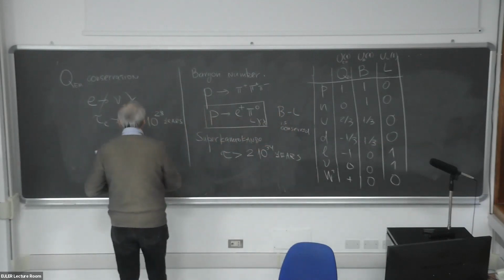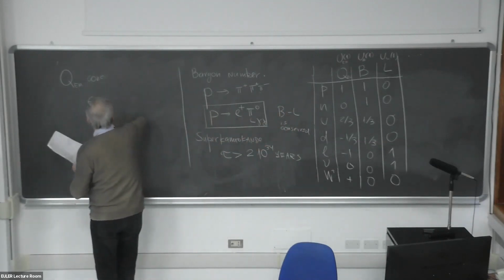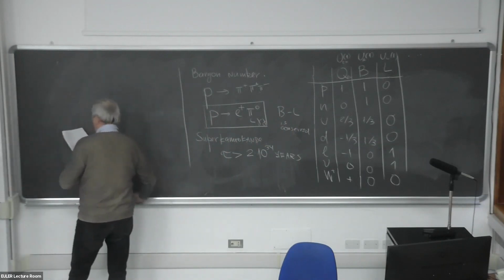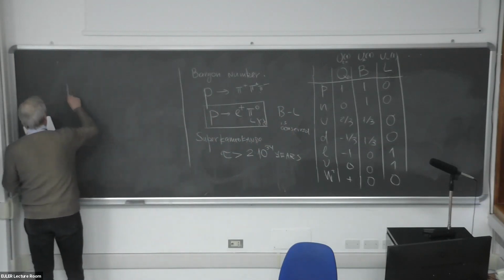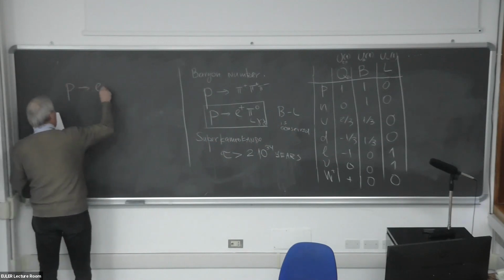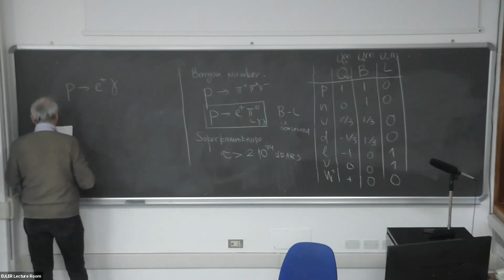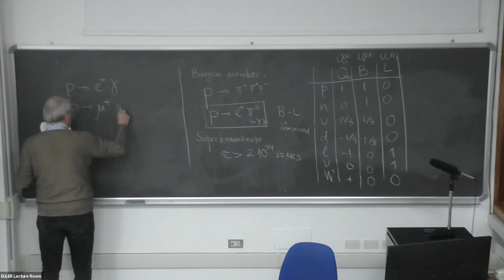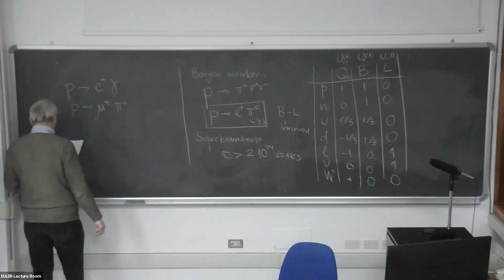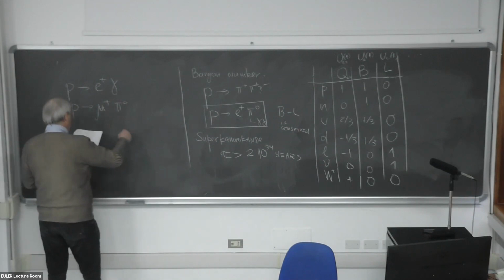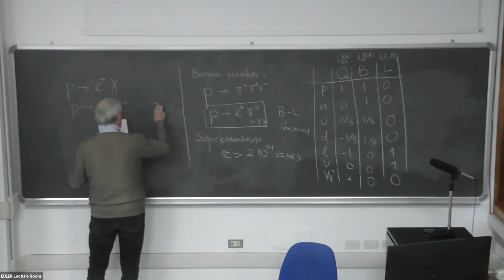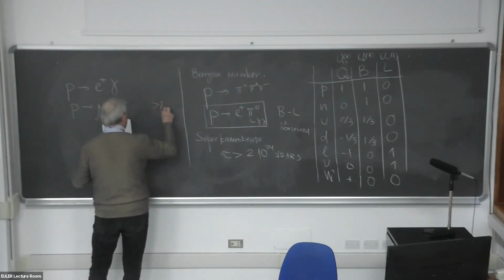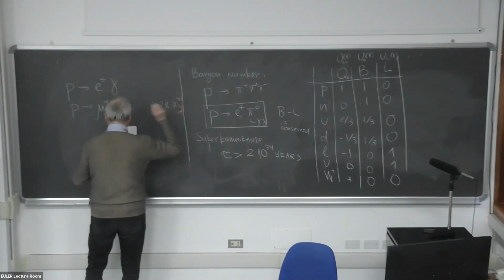Now, they looked also for other modes, like p going to e plus and a single gamma, like p going to mu plus and pi zero. This is similar, but here we have mu plus. For this mode, the lifetime should be bigger than 7.8 times 10 to the 33 years.